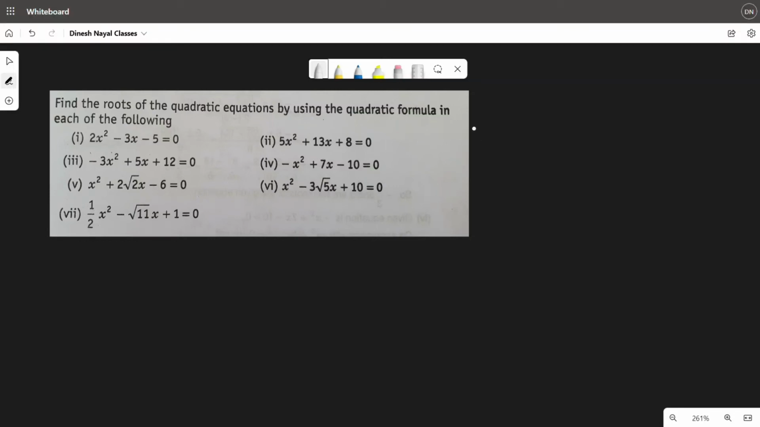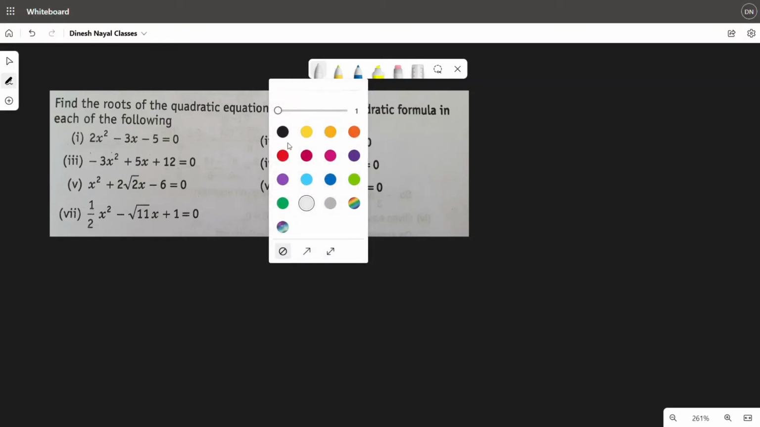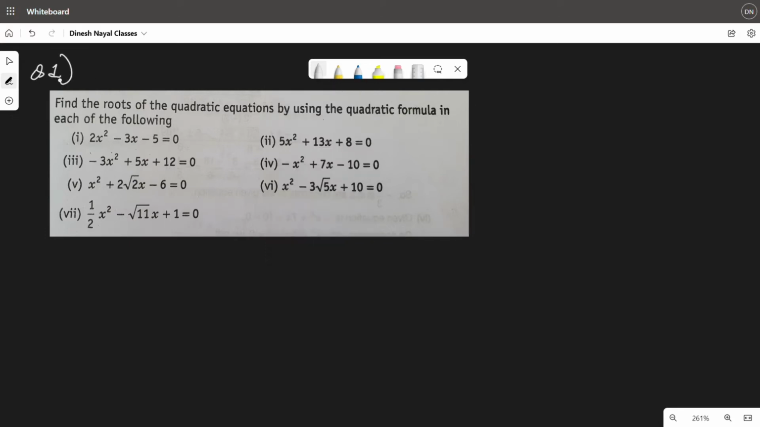So these are short answer type questions of NCERT exercise 4.3. Question number 1 is, find the roots of the quadratic equation by using the quadratic formula in each of the following. So you have to use the quadratic formula. So let's see what the quadratic formula is first.